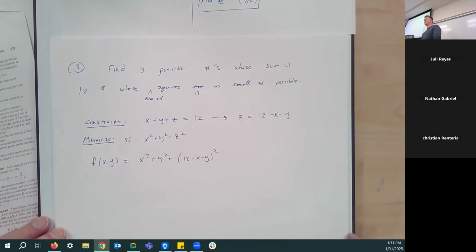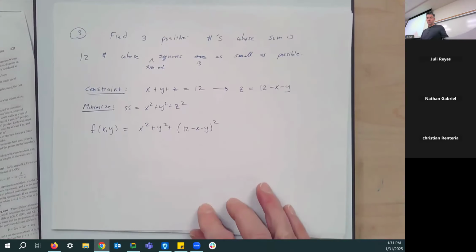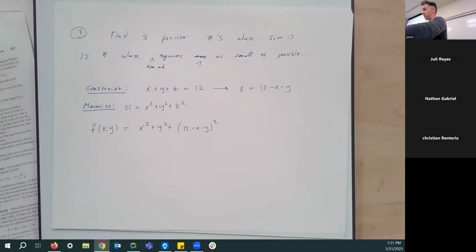It is not to your advantage to multiply that out. It is definitely preferable to just leave it as is, so that when you take the partial derivative, you don't do extra work. It's not going to make your partial derivative easier or harder, but it's definitely more work to multiply that out.